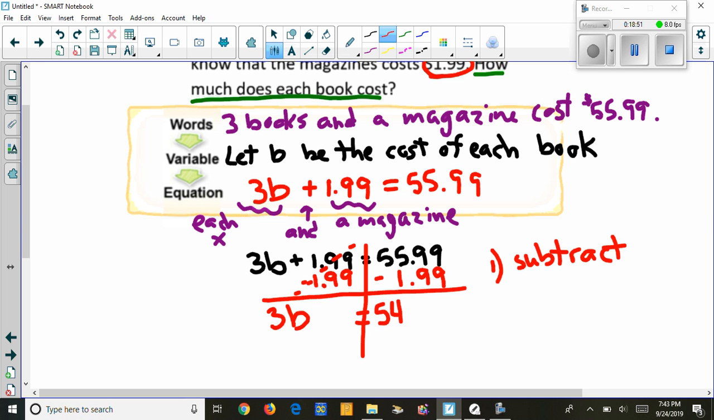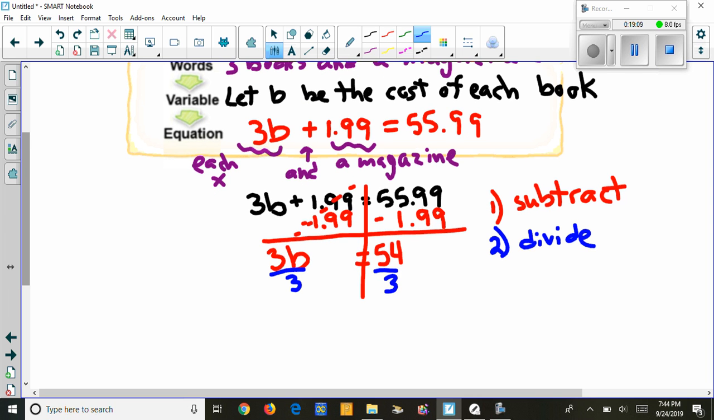Now I'm left with 3B equals 54. Since that is 3 times B, I need to finish this up by dividing. I'm going to divide each side by 3 so I can get the cost of my books. Here, B is equal to 18. Now, we are going to be asking you for a full statement whenever you answer this.